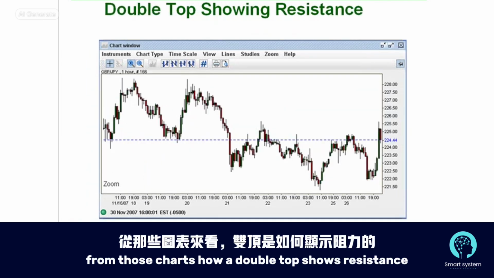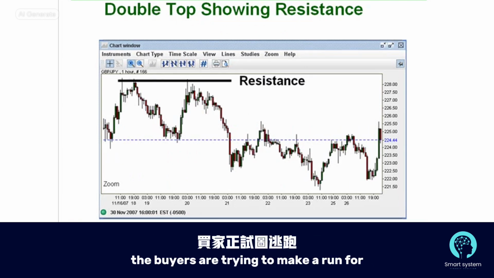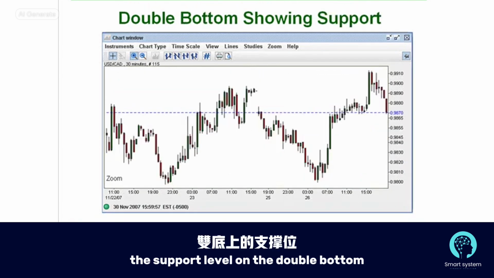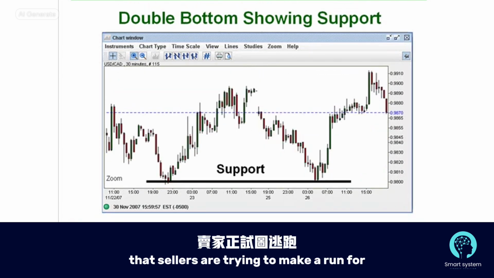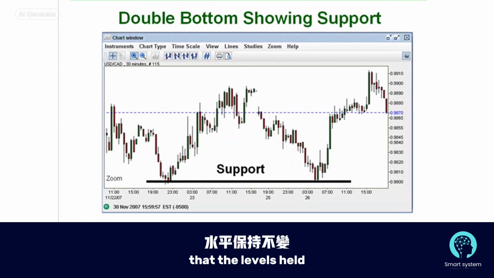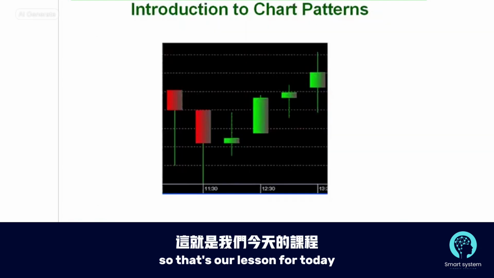Hopefully, from those charts, you can see how a double top shows resistance. That's basically the resistance level that the buyers are trying to make a run for, and to break through, and then the opposite: the support level on the double bottom that sellers are trying to make a run for and break through. And you see in both those instances that the levels held, or price was not driven through those levels. So that's our lesson for today.